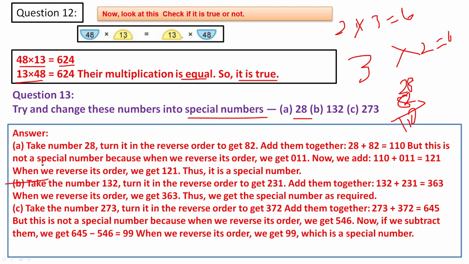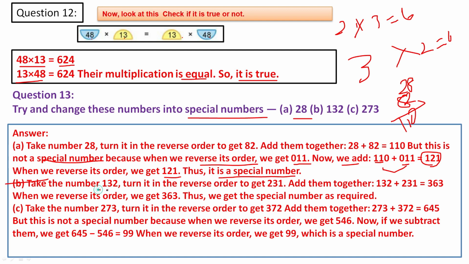110 is not a special number because when we reverse its order, 0 1 1 only. Now again we add 110, reverse the number, you will get 011. Add these two, you will get 121, which is a special number. When we reverse 121, it is 121 only.